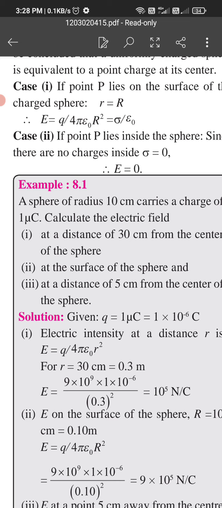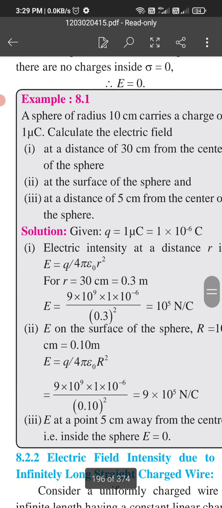That is 10 square. So again minus 2 will be added. 1 into 10 raised to minus 2 will be added. 11 minus 6, 1 gets cancelled, that is 10 raised to 5, and 9 is there. So 9 into 10 raised to 5 Newton per coulomb.